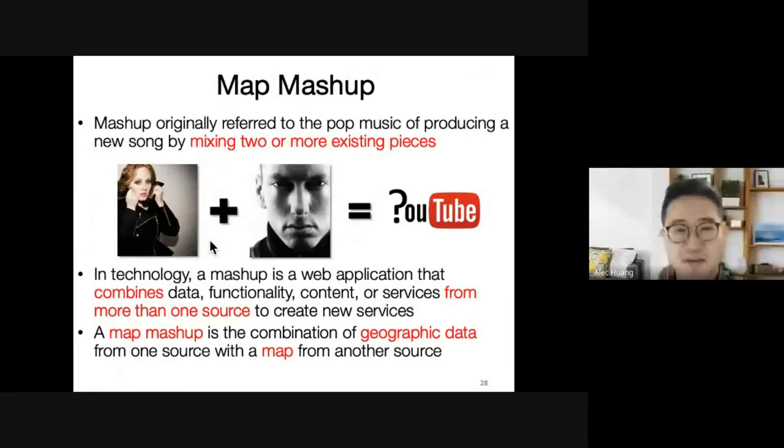So the idea of a mashup is to mix the content of two different data sets or two different sources of information, and then it becomes a new product. In terms of the technology, a mashup becomes a web application that can combine data, functionality, contents, or services from more than one source. The map mashup is easier, actually. It's like putting some geographic data on your map, and that becomes the process of the map mashup.